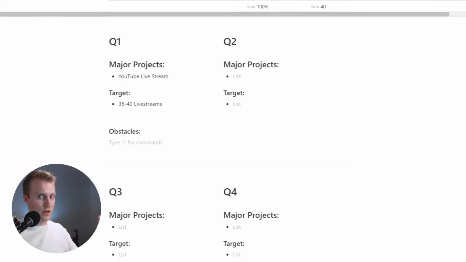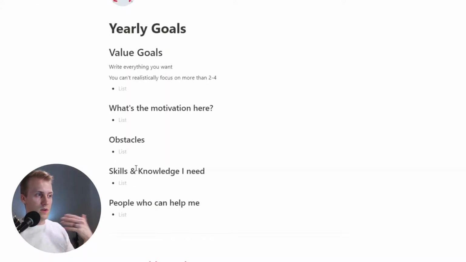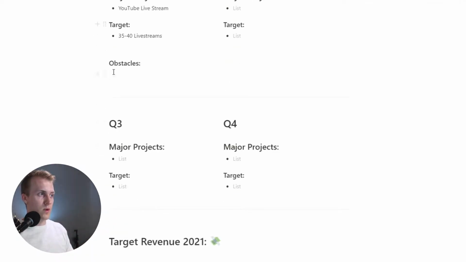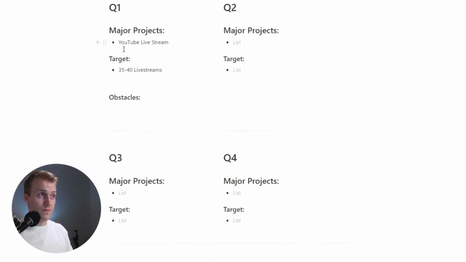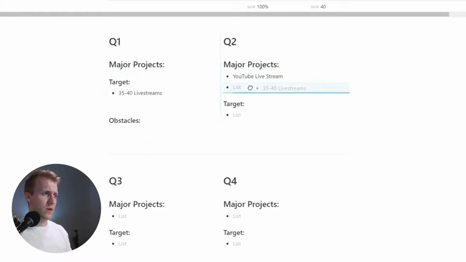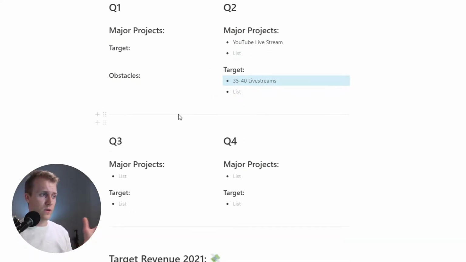Then you can go back and do the same thing that you did in your yearly goals: skills I need to know, people who can help me, obstacles, what's the motivation here? You can do all that for your quarterly goals. And these will shift. If you look at your next year's goal, it kind of got shifted over to quarterly, second quarter, third quarter.